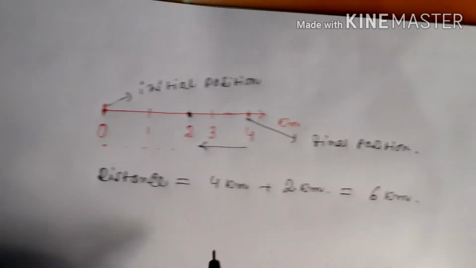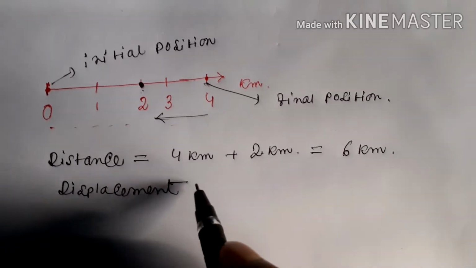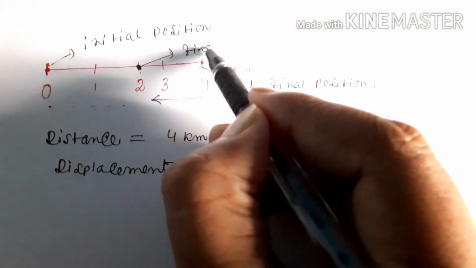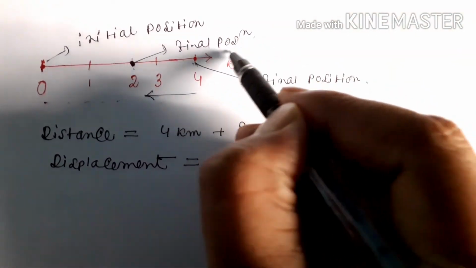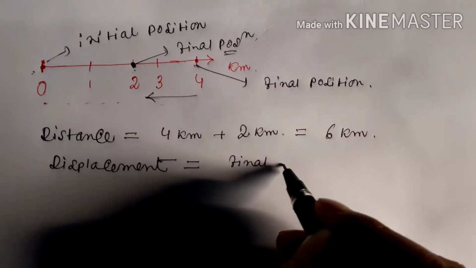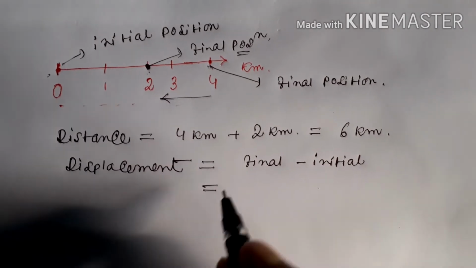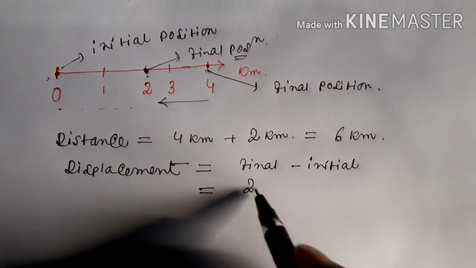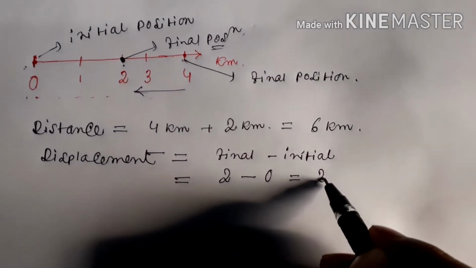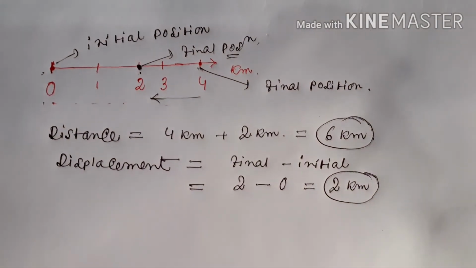Now if you talk about the displacement of the body, then definitely this is the final position and this is the initial position. Displacement means, we all know, final minus initial. So what will be the displacement now? Final is 2 and initial is 0, so 2 minus 0 means 2 kilometer. So this is the displacement of the body and this is the distance covered by the body. Maybe you all understood that one.